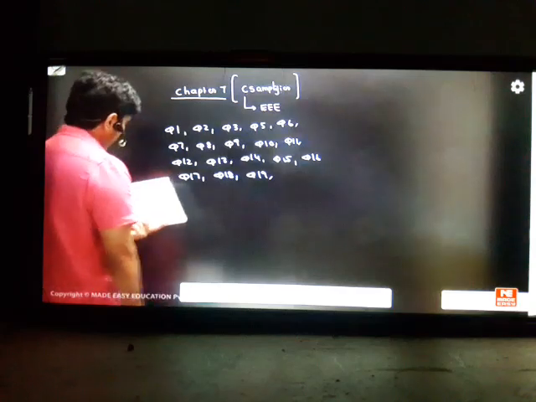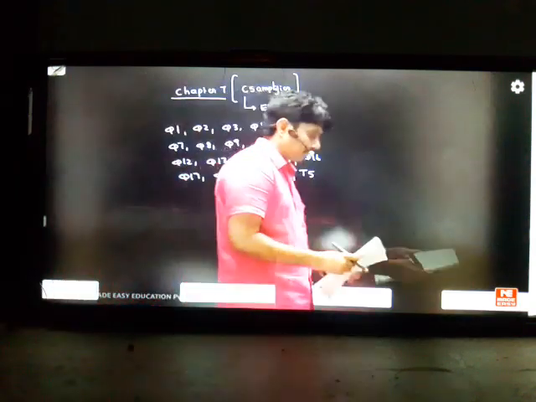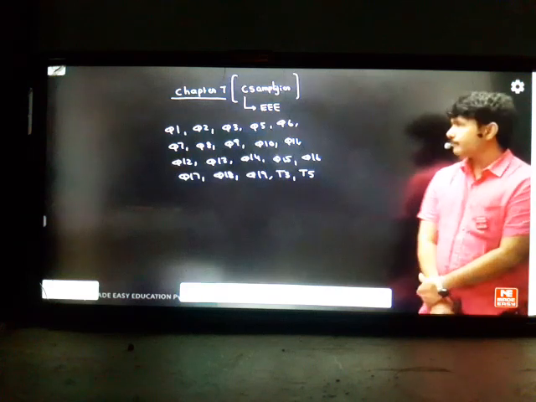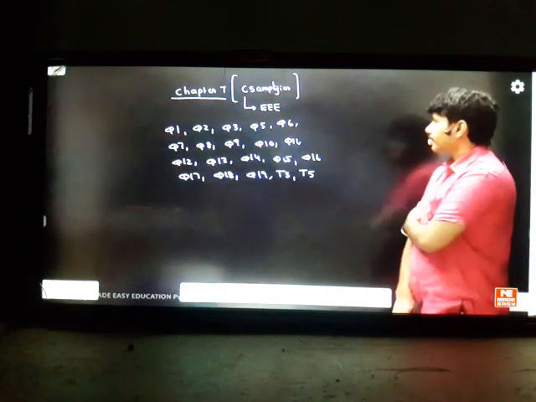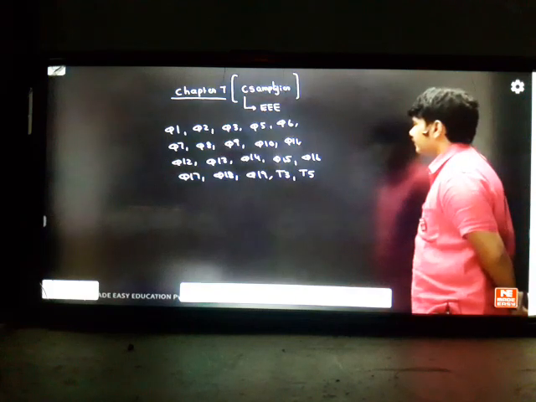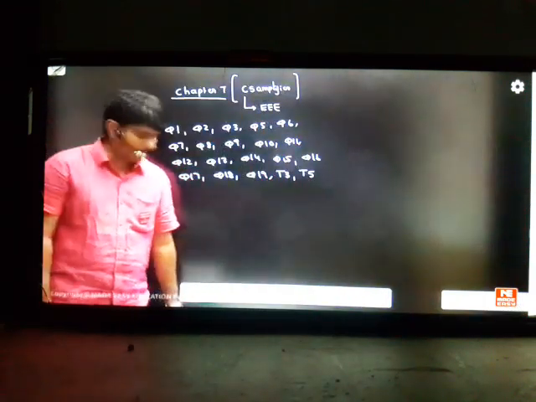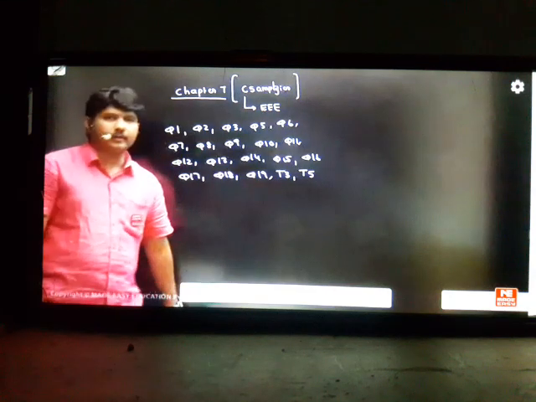T1 we already did. T2 is done. T3 and T5, these questions I have to cover in MOSFET. If you can cover these questions today, class will be over. Nearly 20 questions are there. In MOSFET we have good practice. You can get 20 questions for only common source amplifiers.